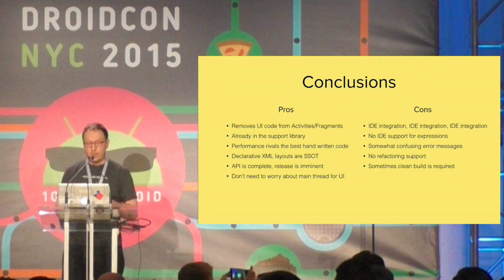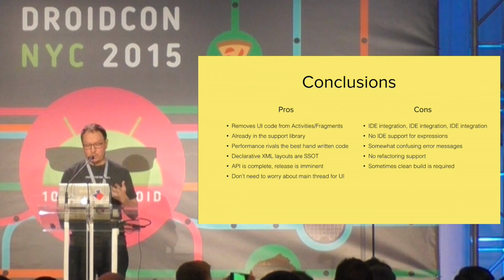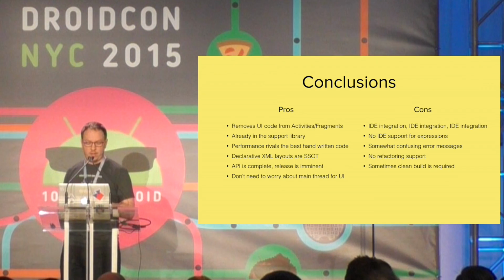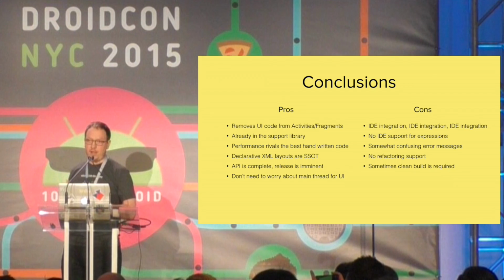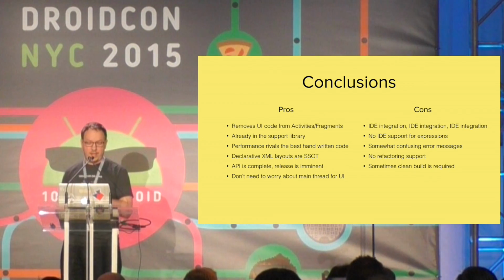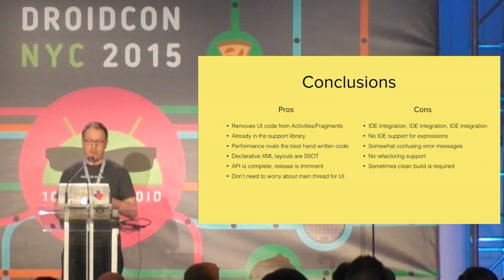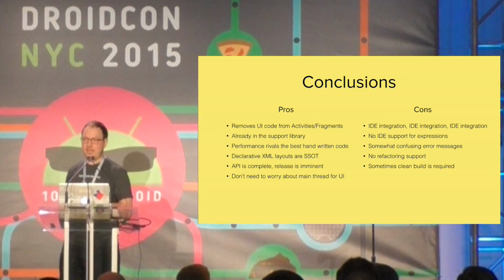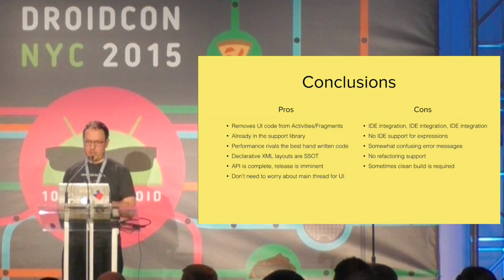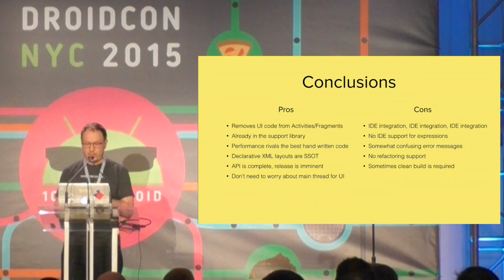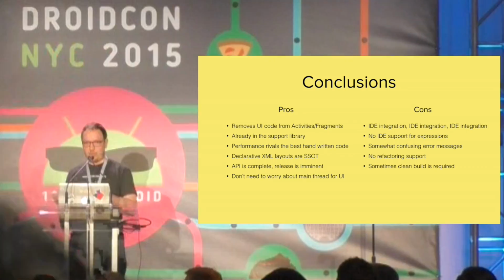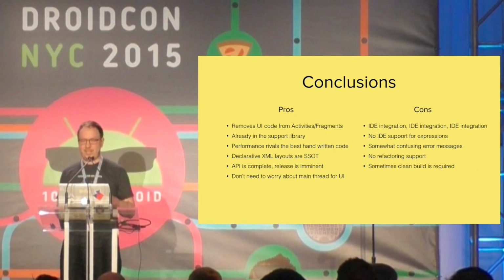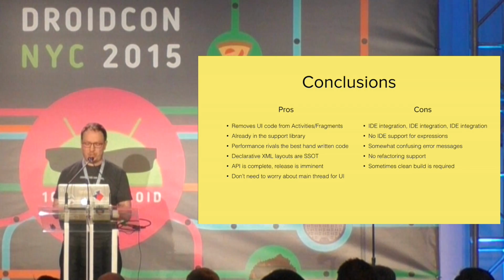On the plus side, it removes UI from your activities and fragments, and it's built into the support library. The performance rivals some of the best handwritten code. The declarative XML layouts are the single source of truth for your UI. The API is complete and the release is imminent, and you never need to worry about the main thread for updating the UI again. Downside, IDE integration is abysmal. There's really no refactoring support, there's really no code completion, and sometimes, like if you switch branches, the generated classes need to be rebuilt, so you might have issues building until you clean.